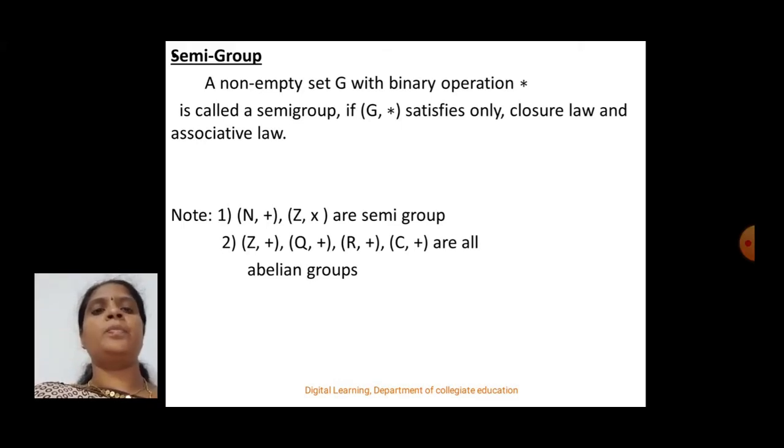Examples of a semigroup are the set of natural numbers with the operation of addition, and the set of integers under the operation of multiplication. For examples of an abelian group, we can take Z comma plus, Q, that is the set of rational numbers with the operation addition, the set of real numbers with the operation addition, and the set of complex numbers with the operation addition. These are all examples of an abelian group.